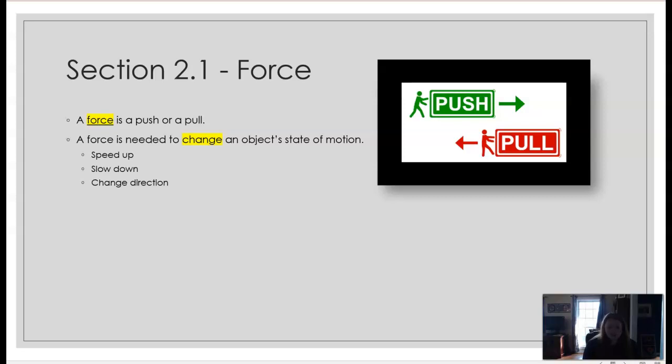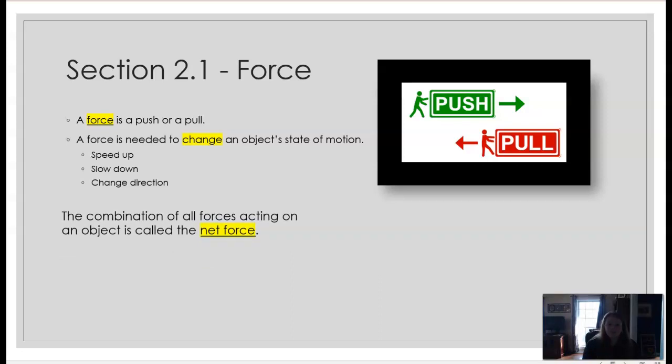Also, if we keep the example of your vehicle, if you're driving in your car and you slam on the brakes, that's another type of frictional force that causes you to slow down. So forces are needed to change an object's motion. And again, you can speed up, slow down, or change direction.